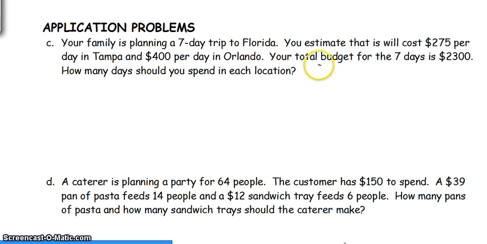Now, I'm going to let my variables be known here. So I'm going to set t equal to days Tampa. And now I don't want to use O for Orlando because it'll be really confusing. It'll look like a 0. So I'll let R equal days Orlando.